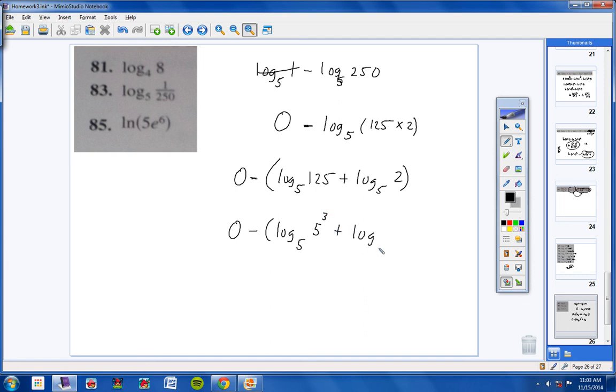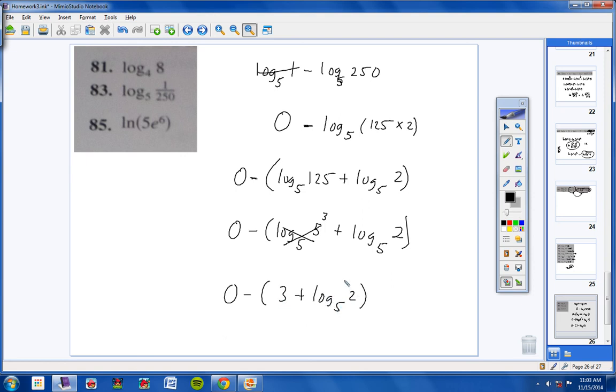Now, Mr. Earhart, where are you getting all this stuff from? Well, guys, I'm just improvising, doing trial and error, whatever I can think of to try to get this thing broken down into bases of 5 and stuff like that. So here, my base matches my base, so this entire logarithm is 3. So 0 minus, 3 plus logarithm base 5 of 2.